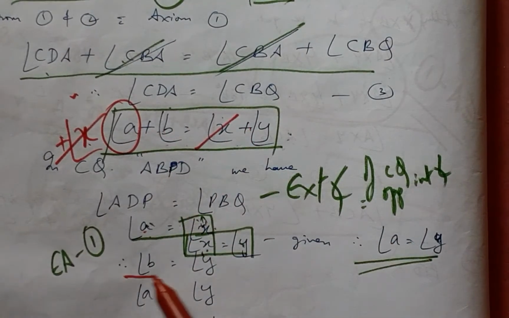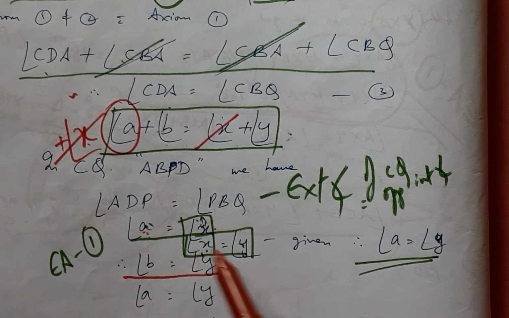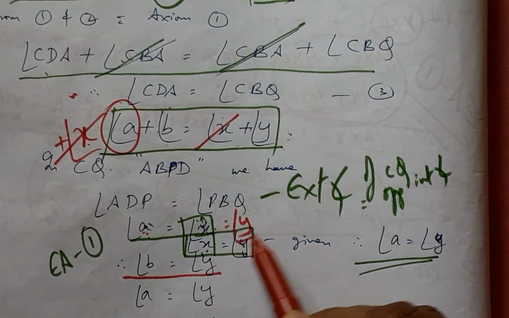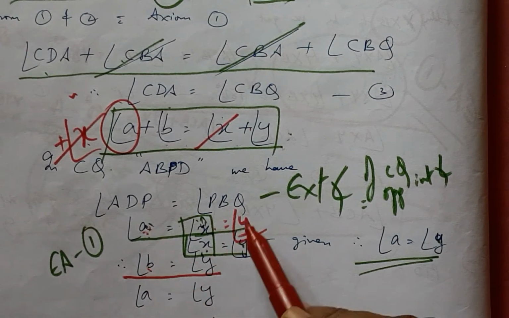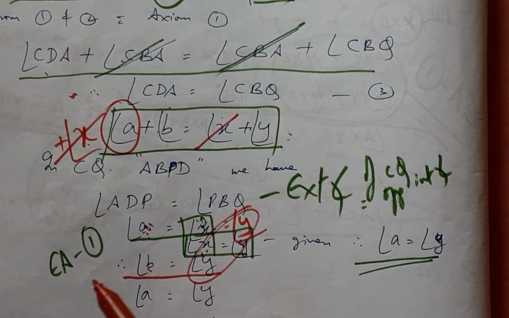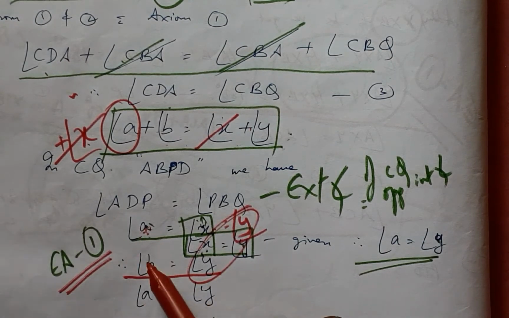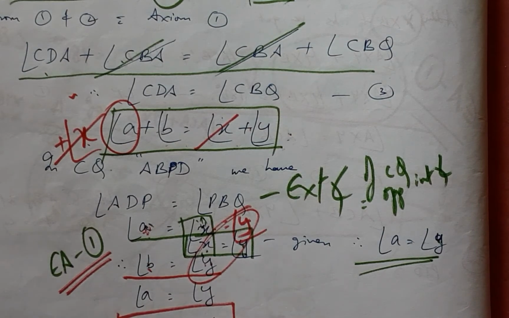equals Y, and therefore here we have obtained that A equals Y, and since both are equal to the same thing, again by Euclid's axiom 1, things which are equal to the same thing are equal to one another, hence we have obtained the final proof.